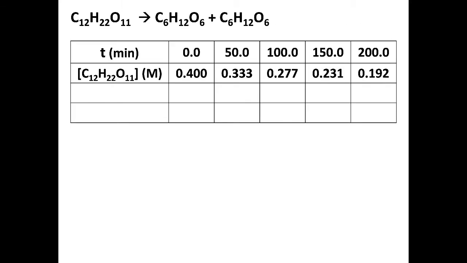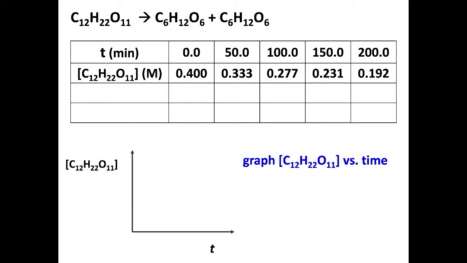Okay, so here we're back at our question with our data, and this is the first thing that I tried. I tried graphing concentration versus time, and my graph looked kind of like that. And if this is straight, then we could say that this is 0th order. But if we put a straight line next to it, our data is distinctly curved. And in fact, you can look at your data. We're going every 50 minutes, so that's a regular increase of 50 minutes. And we go from 0.4 to 0.333 to 0.277 to 0.231 to 0.192.